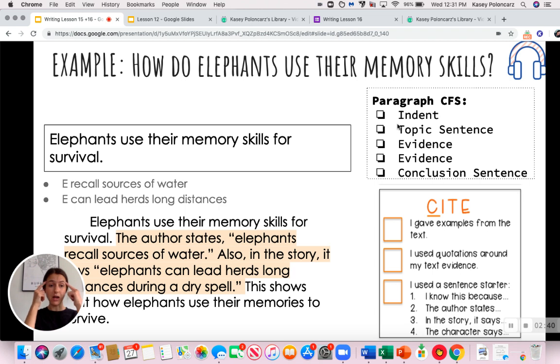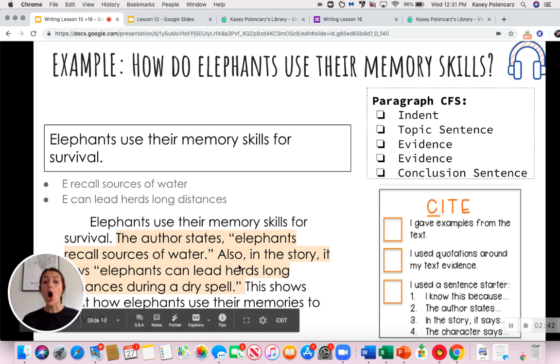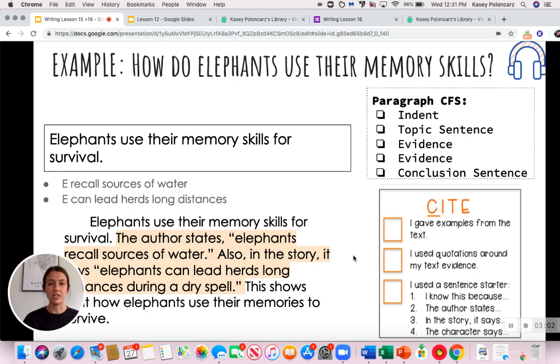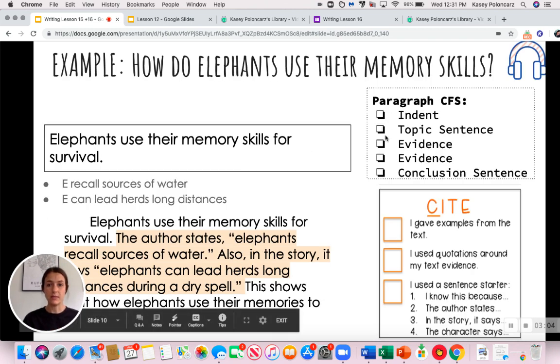The next thing that would come is my evidence. We also have, in the story it says, "elephants can lead herds long distances during a dry spell." So I have my evidence. And then our conclusion sentence says, this shows how elephants use their memory skills for survival. Just to double check, I have my indent, my topic sentence, two pieces of evidence, and that conclusion sentence. So I have an extended response.